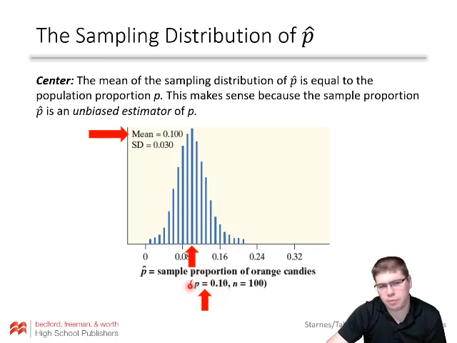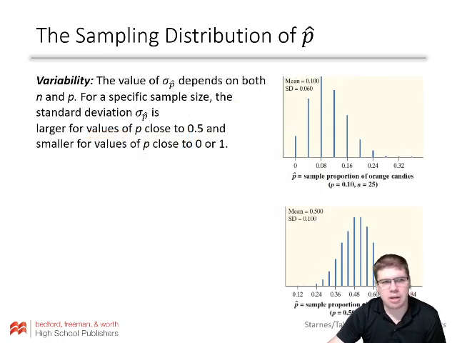If we go to 0.5 or 0.9, that'll continue as well. So the center is going to be at whatever the population proportion is, as long as we're using unbiased sampling methods to get it. And then variability.